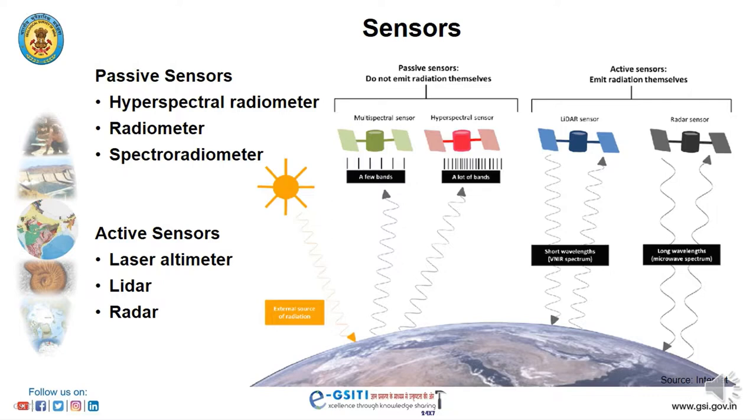In active sensors, the sensor emits radiation itself, which is reflected back from our Earth's surface and captured by these sensors. LIDAR sensors and radar sensors are a few examples of active sensors. There is no external source of radiation in this case.